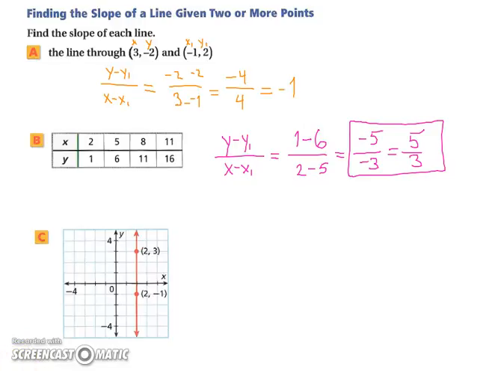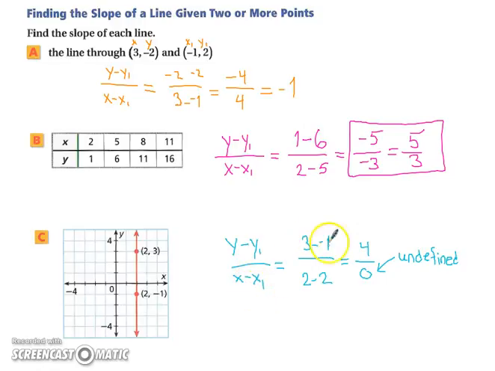Alright, let's look at C. Once again, we have our change in y over our change in x. So we'll have 3 minus negative 1 over 2 minus 2. And when we do that, we end up with 4 over 0. When we end up with a 0 as a denominator, it makes the slope undefined. So, therefore, it's an undefined slope.